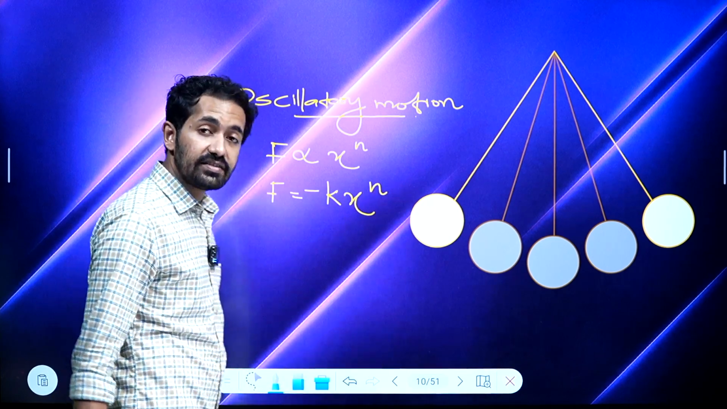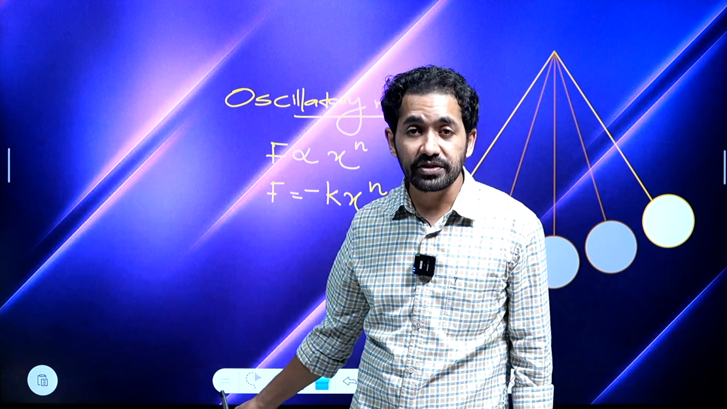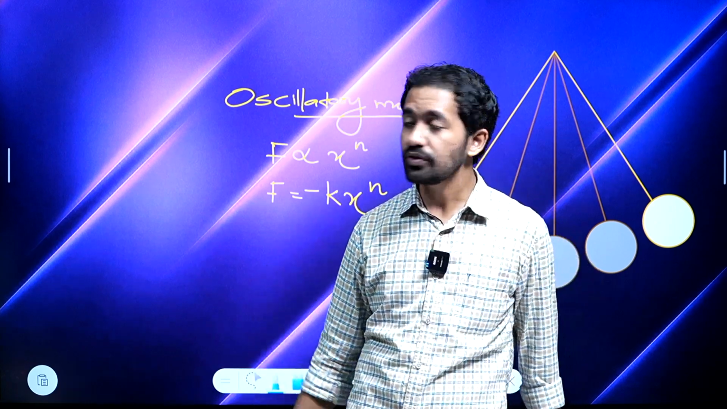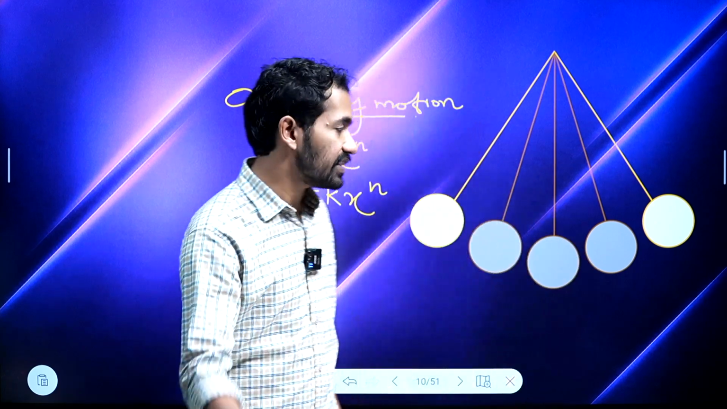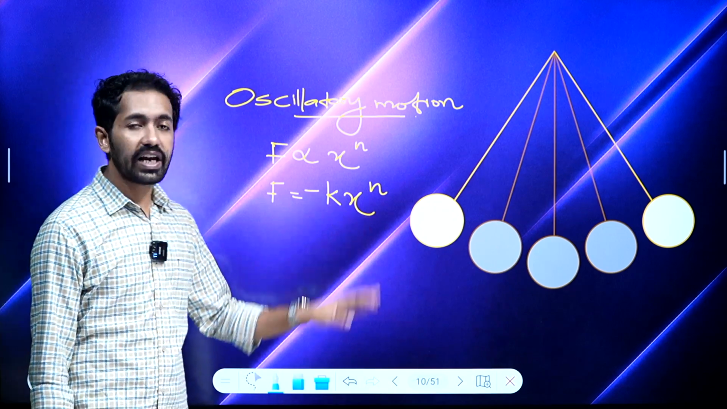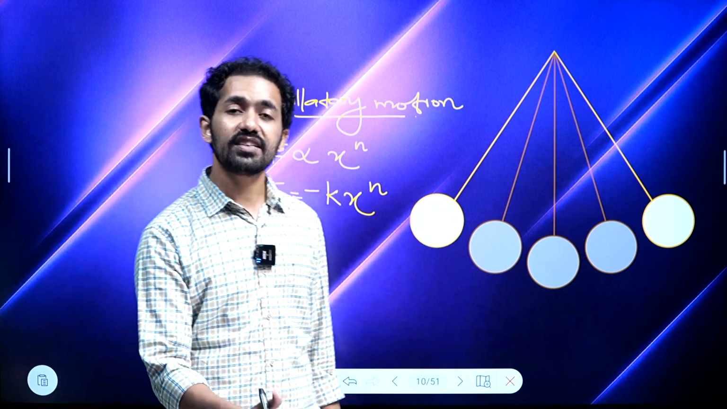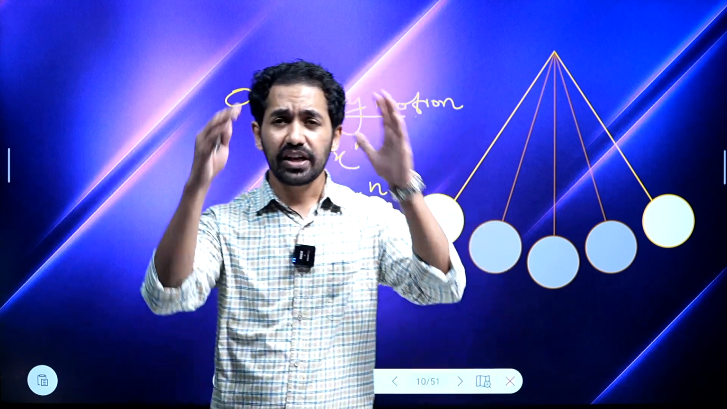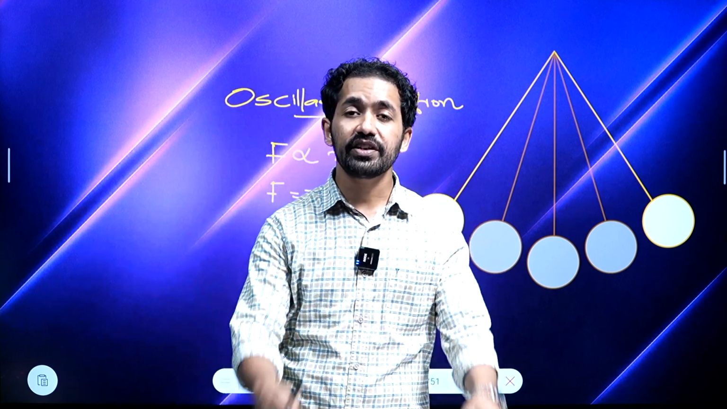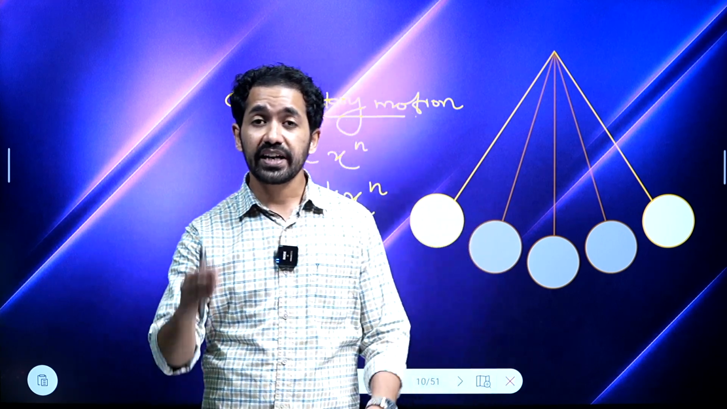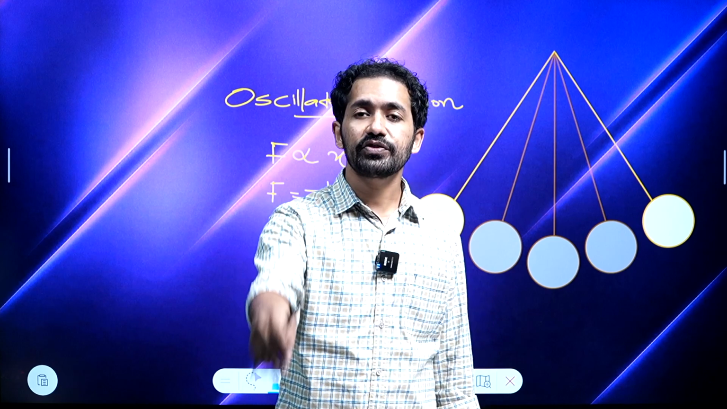F is equal to minus kx raised to n, and here k is the constant of proportionality that you have introduced to change that proportionality sign, right? So F equal to minus kx raised to n. So this is the example for oscillatory motion. Understood? Force is directly proportional to the nth power of the displacement.